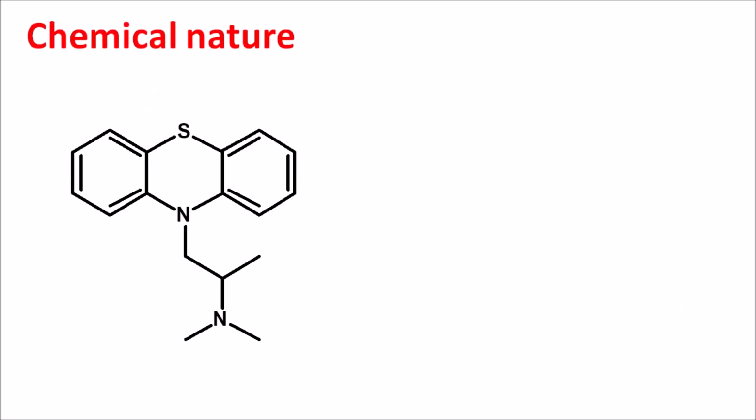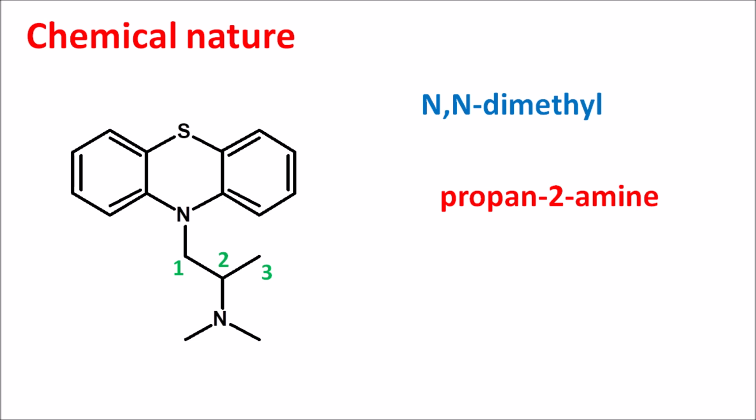So this is the structure of promethazine. Here we can observe an amine group is present on the side chain. So let us give the numbering. This is 1, 2 and 3. So simply it is a propanamine. At the second position, an amine group is there, so propane-2-amine. Now, at the second position, nitrogen is attached with 2 methyl groups, so N,N-dimethyl, and at the first position, it has the heterocyclic ring system.